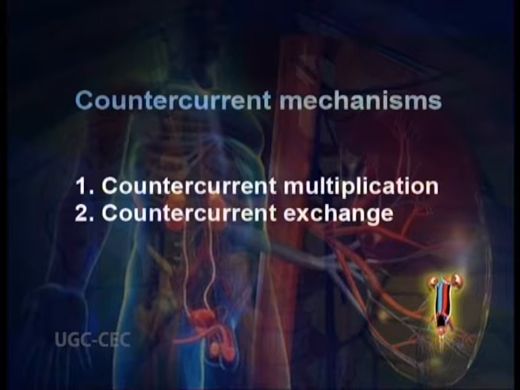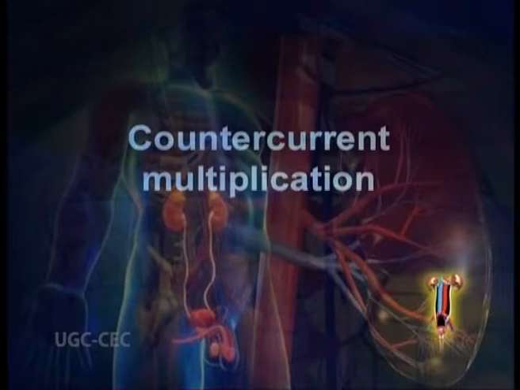There are 2 types of countercurrent mechanisms existing in the kidneys. Number 1, countercurrent multiplication, and number 2, countercurrent exchange. We will learn both mechanisms in detail. Number 1, countercurrent multiplication. It is the process by which a progressively increasing osmotic gradient is formed in the interstitial fluid of the renal medulla as a result of countercurrent flow.